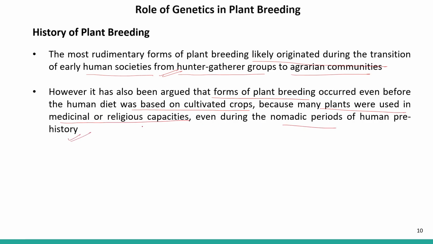human prehistory, when man was nomadic, moving from one place to another. On the basis of that also they were choosing their crops, based on the cultivated crop and also the medicinal and religious capacities. So they were not using a plant breeding technique at the level of what we are doing today, but at the initial level also they were following plant breeding techniques.